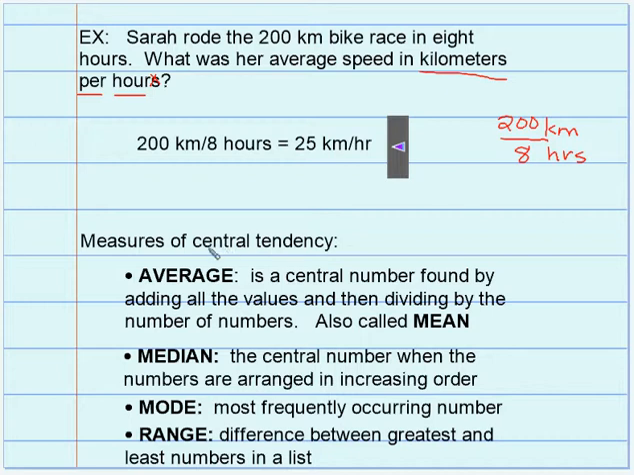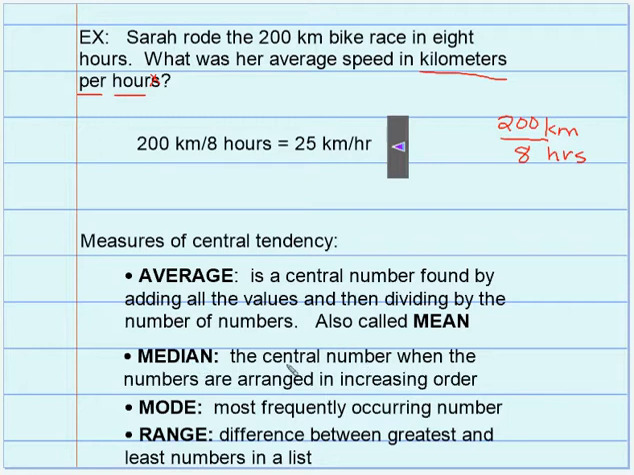Moving on here to measures of central tendency, there are 4 that you can report on. One is average, and that's the central number found by adding all the values and then dividing by the number of numbers. Okay, so if you have 8 elements or 8 numbers that you're adding up, you would add them up and then divide by 8. It's also called the mean, so those are interchangeable. When you see those, we're going to add them up and divide.